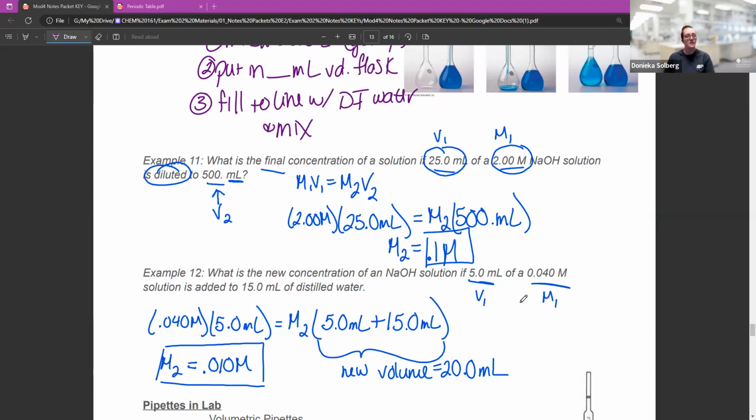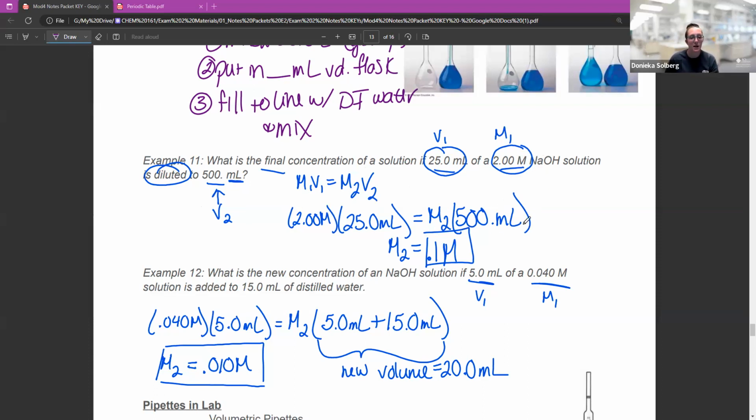So 11 says, what is the final concentration of the solution if 25 milliliters of a 2 molar sodium hydroxide is diluted to 500 milliliters? Notice these go together: volume and molarity. "Diluted" is the word that told me I need to use M1V1 equals M2V2. So 500 milliliters would be my V2. You just plug in 2 molar, 25 milliliters equals M2 times 500 milliliters.